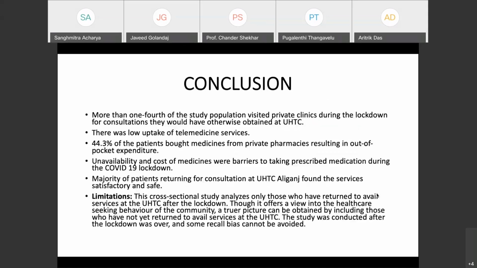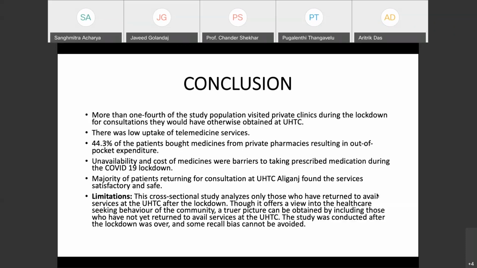So more than one-fourth of the study population visited private clinics during the lockdown for consultations they would have otherwise obtained at the UHTC. There was a low uptake of telemedicine services, and 44.3% of the patients bought medicines from private pharmacies, resulting in out-of-pocket expenditure. Unavailability and cost of medicines were barriers to taking prescribed medications during the COVID-19 lockdown, and a majority of the patients returning for consultation at UHTC Aligarh found the services there satisfactory and safe.